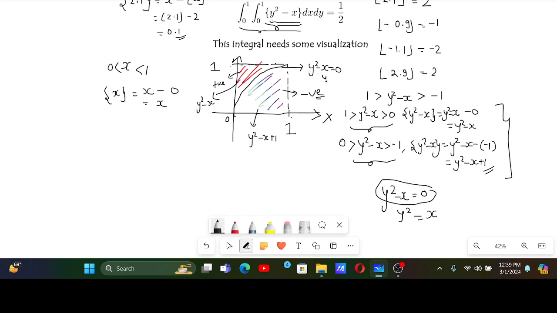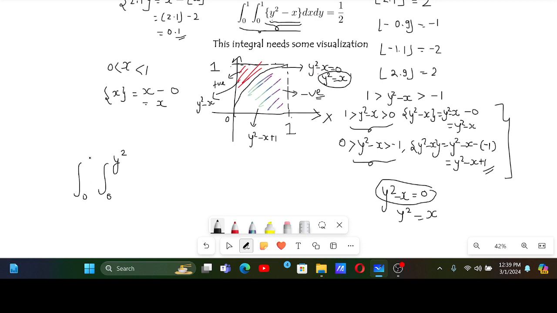The graph of y square equals x. So basically this area over here can be written as our x going from 0 to y square, and y going from 0 to 1.